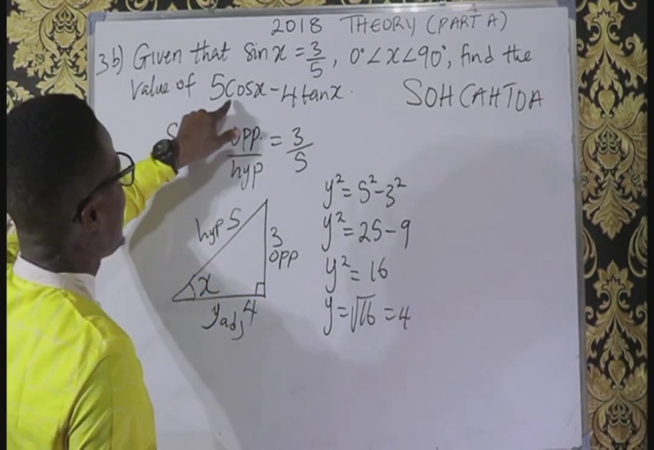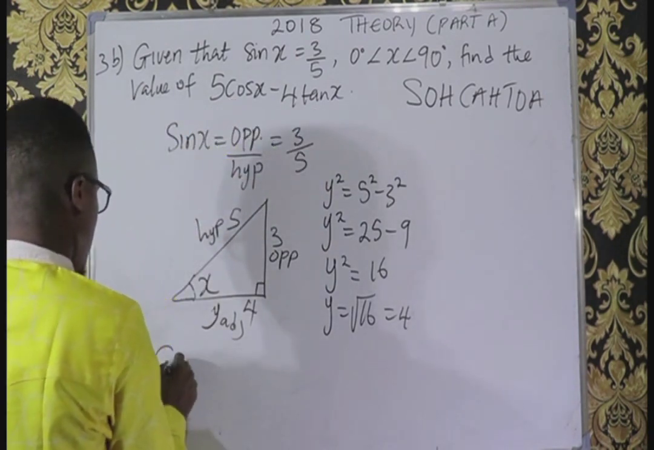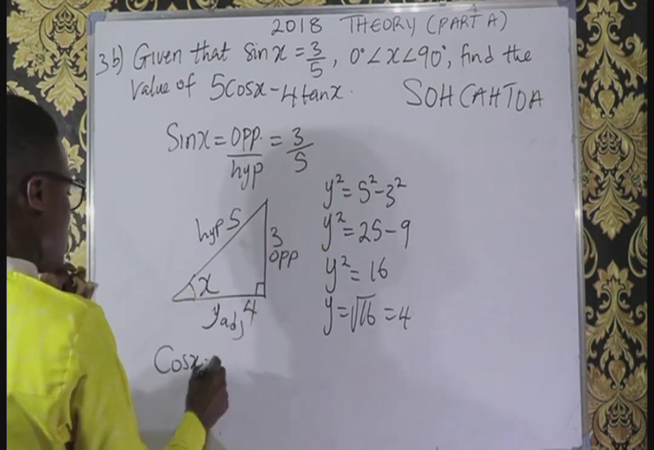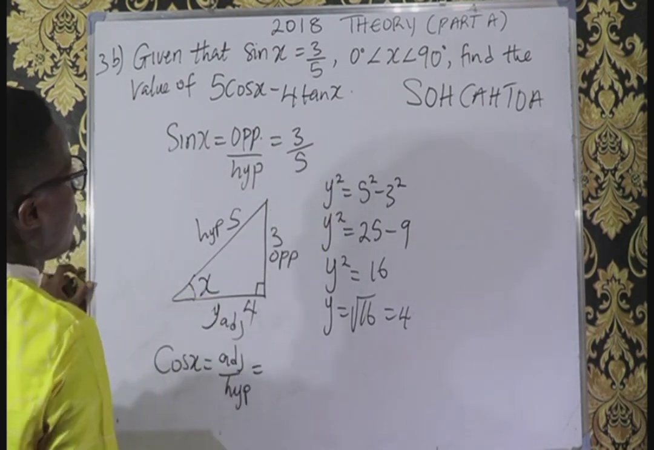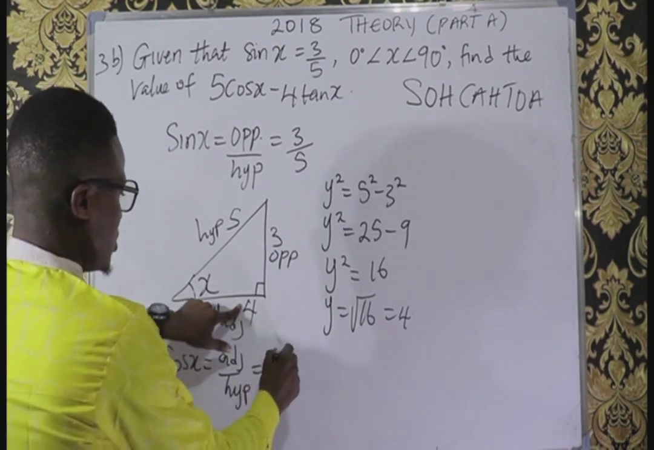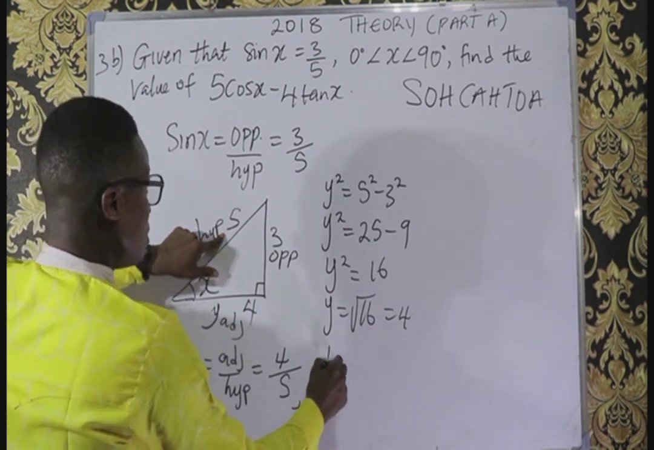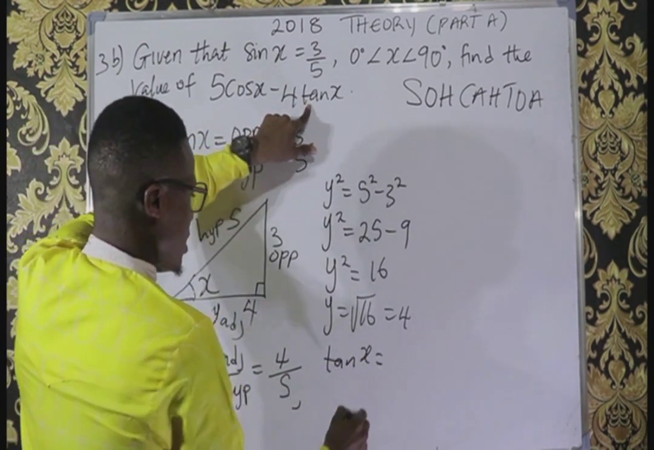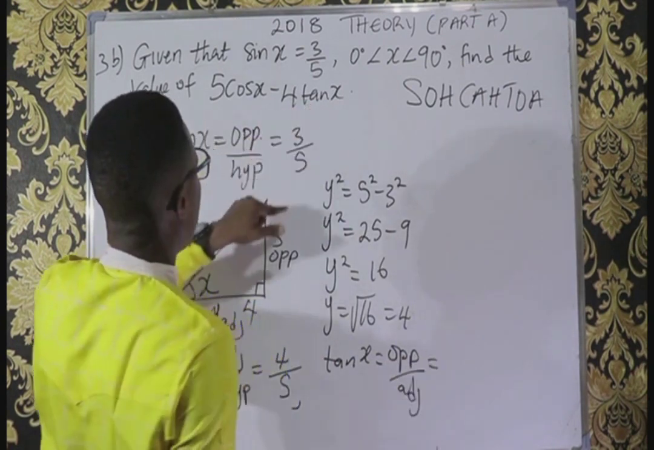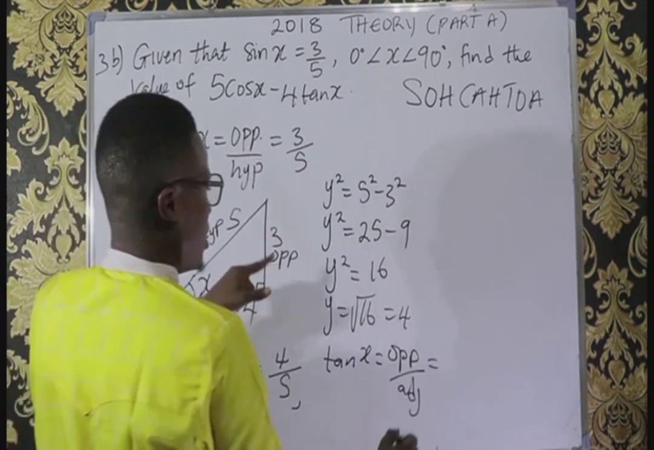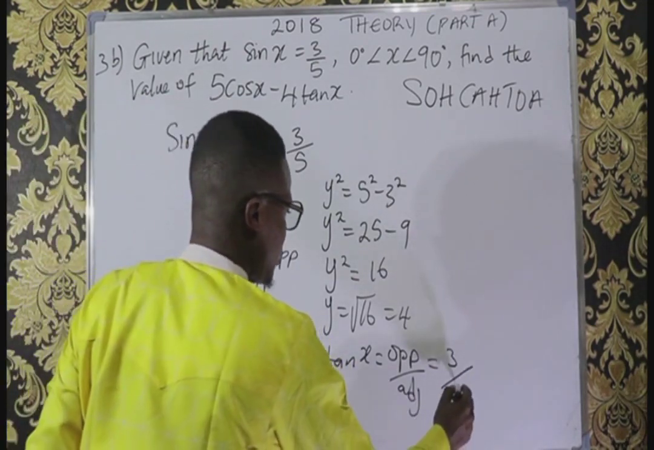So the question says we should get 5 cos x minus 4 tan x. First of all, you know that cos x is adjacent over hypotenuse. Therefore, cos x is adjacent, which is 4, over hypotenuse, which is 5. Also, tan x is opposite over adjacent, and our opposite is 3 over adjacent, which is 4.